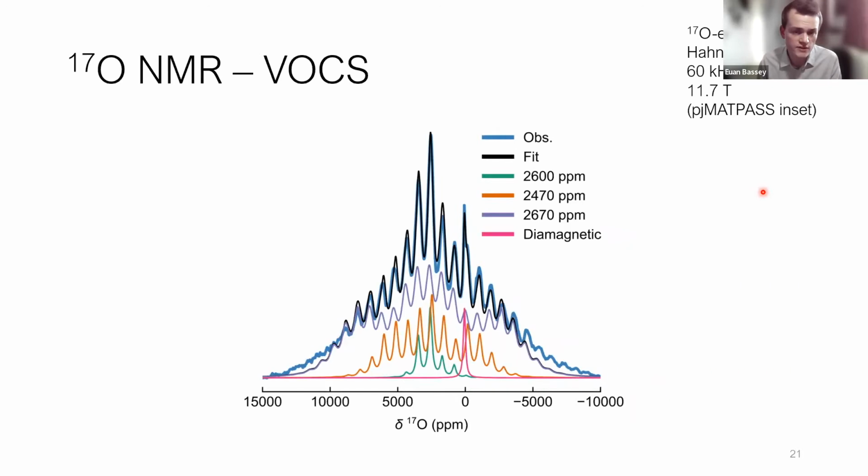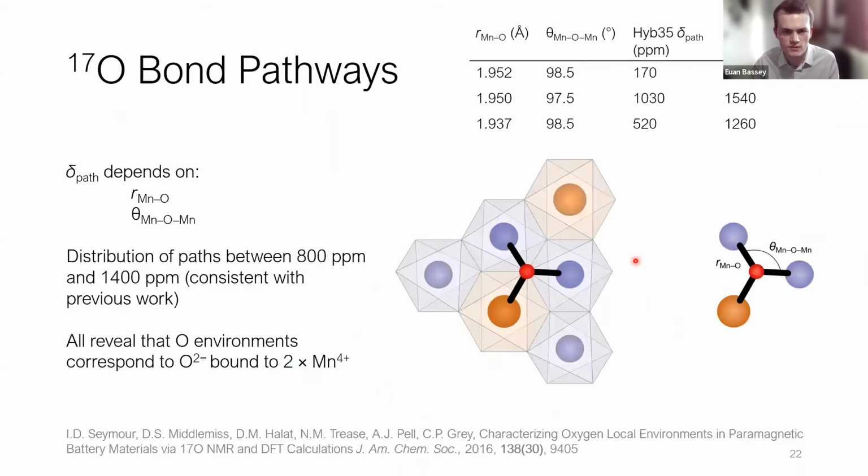This is probably the best fit you could get with the fewest number of components. So we have 3 different components here, each with subtly different shifts, but all around about 2,500 ppm. Why do we get those subtle differences? Well, to look at that, we basically have to look at the bond pathways. And what we can see here is that we have a spread of values of the bond pathways, and these depend primarily on the manganese-oxygen distance, but also on the manganese-oxygen-manganese angles.